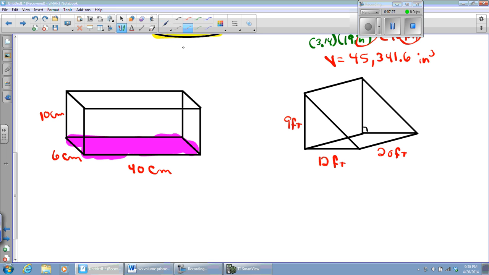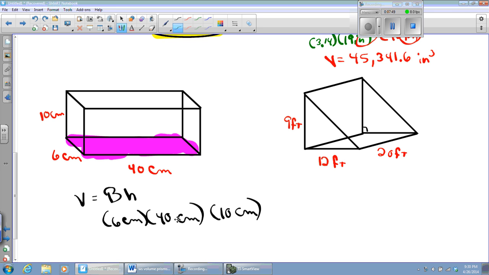And got to get back in pen mode. So the volume of the prism is going to be capital BH, and I'm going to do 6 centimeters times 40 centimeters. And then I'm going to multiply by the height of the prism, which is 10 centimeters. I don't think I need a calculator for this. 6 times 4 is 24. So 6 times 40 is 240. And then times 10 would be 2,400. Centimeters times centimeters times centimeters is centimeters cubed. And so there's your volume right there.